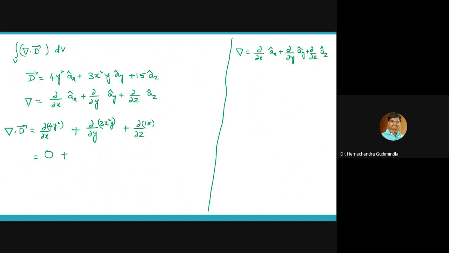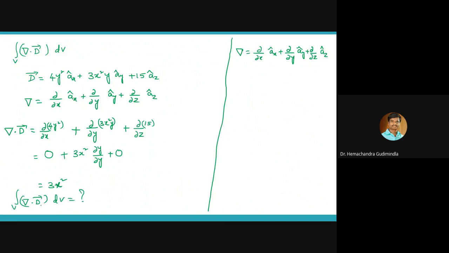Plus dou by dou y 3x square y. You can write it here, 3x square into dou y by dou y plus constant, differentiation of constant will become 0. So now what you will get? 3x square. Now what we need to evaluate? Integral over volume del dot D bar into dv. This is what we need to evaluate.